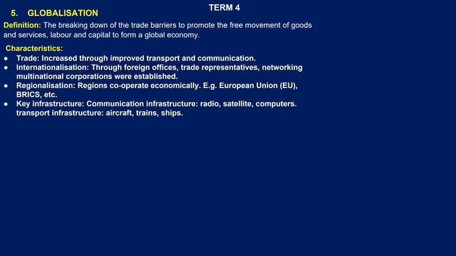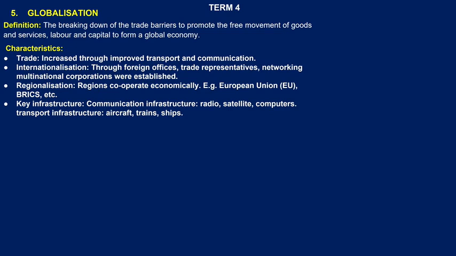Characteristics: there is trade, which is increased through improved transport and communication. Internationalization, through foreign offices, trade representatives, networking; multinational corporations were established, also known as MNCs. Regionalization, where regions cooperate economically. Example, we have the European Union and we have BRICS. And remember, BRICS is Brazil, Russia, India, China, and South Africa, making up all your southern countries.